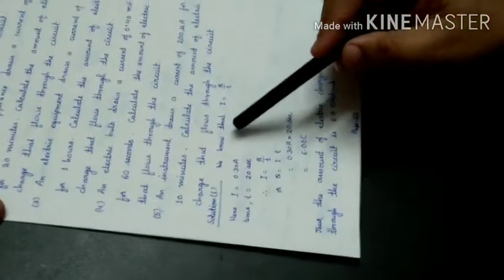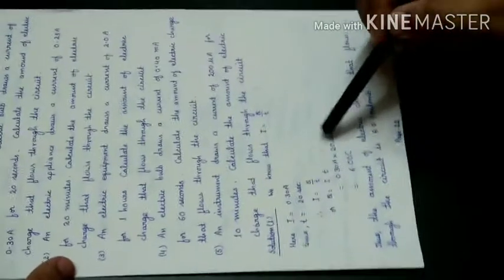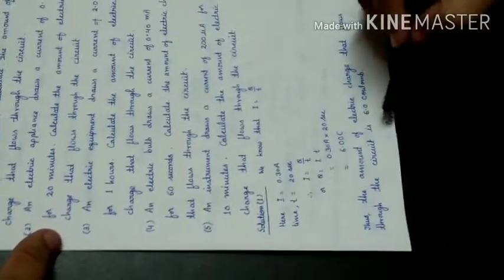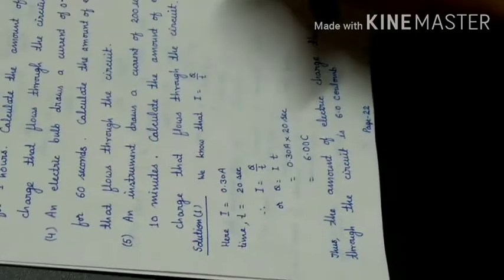In this problem, we have to use current in ampere, time in second, means all the units must be in same system. Same system means in SI system. Thus, amount of electric charge that flows through the circuit is 6 coulomb. This is the answer. So in various problems I have taken somewhere SI unit or bigger unit, so you have to calculate in SI unit only.